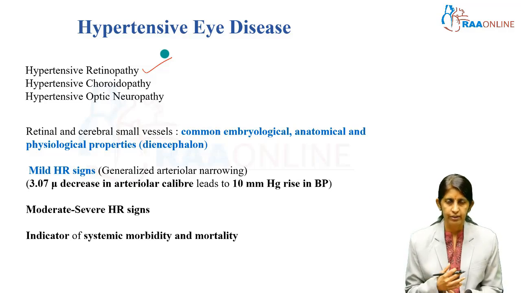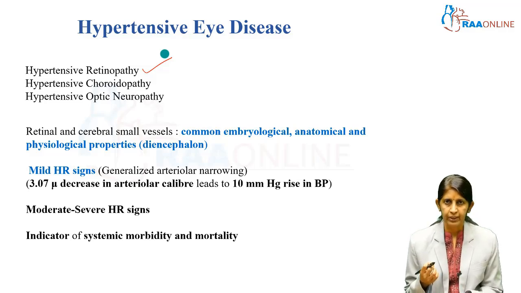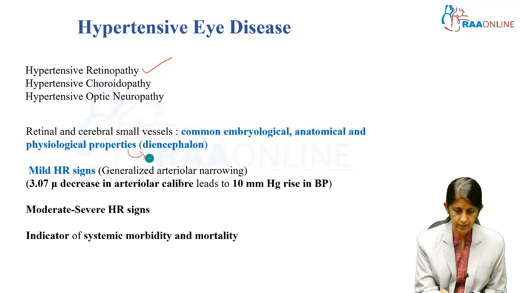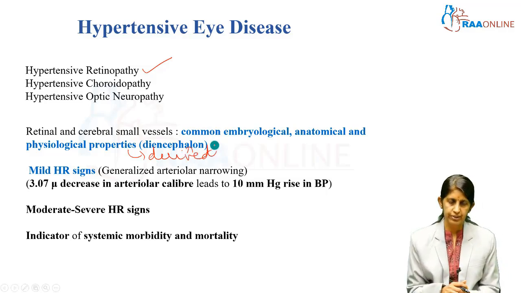It's because retinal and cerebral vessels, the small vasculature specifically, have common embryological, anatomical and physiological properties, and they are derived from the diencephalon. So, that's what makes them very similar.